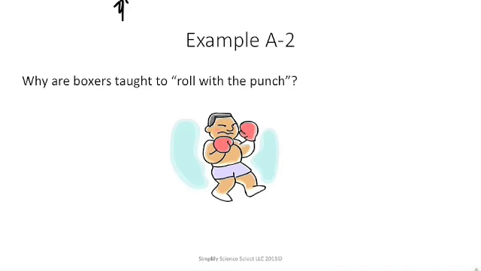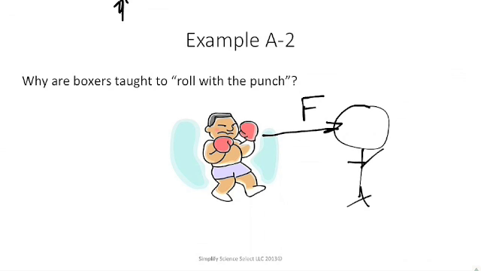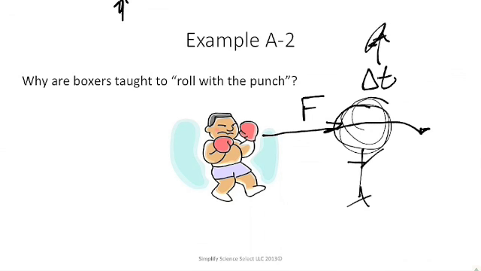Next, it says, why are boxers taught to roll with the punch? What we've talked about so far is if this guy is punching this guy, when he exerts a force right here, if you can increase that contact time, remember he's going to get hit with a certain force anyway. So if you can increase that contact time, what you're doing is you're decreasing the force because you're going to have the same change in momentum regardless.